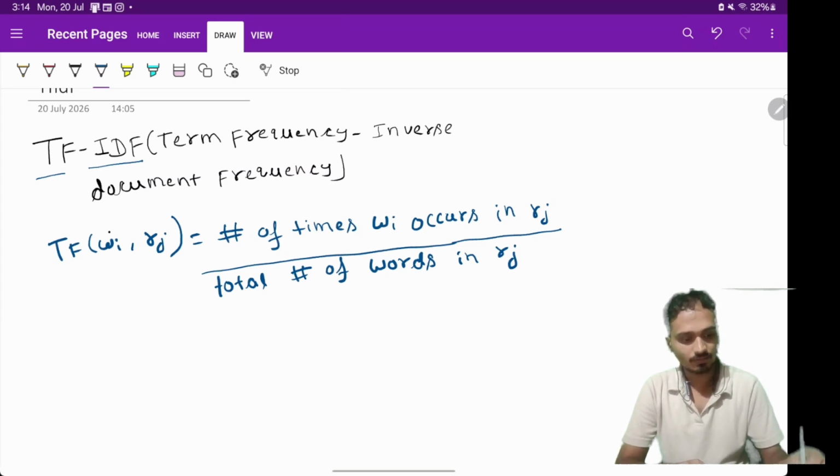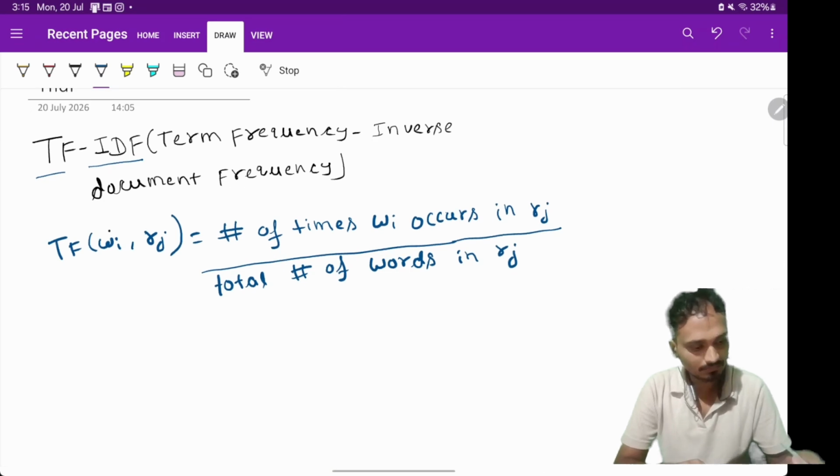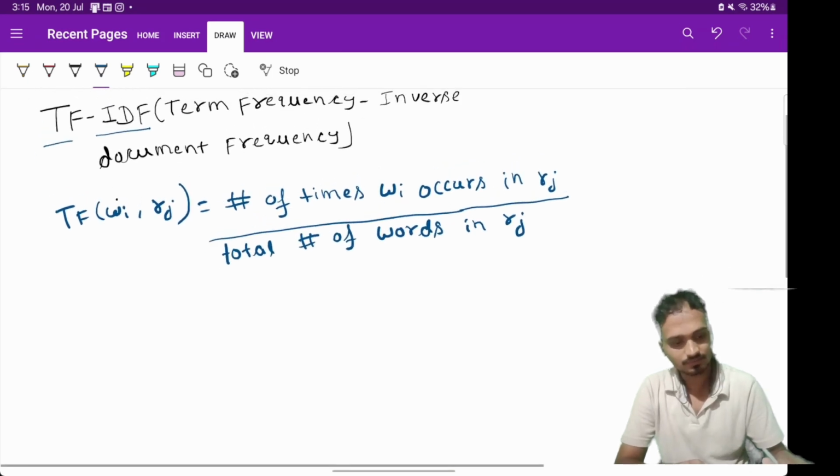Let's see the formula of TF, and then we will explain in detail how it works. TF of Wi, Rj is equal to the number of times Wi occurs in Rj divided by the total number of words in Rj. I know just by looking at the formula, it may not make sense to you, so let's make sense out of it.